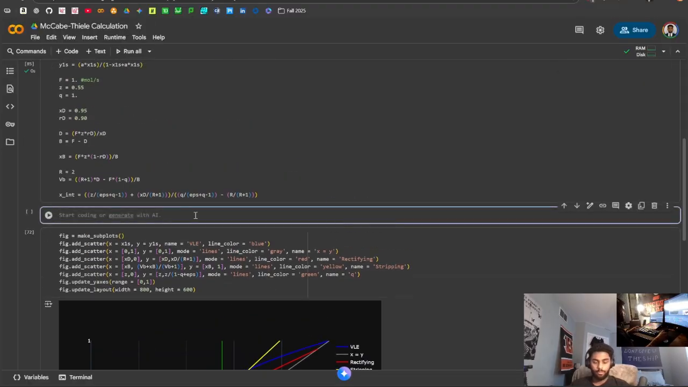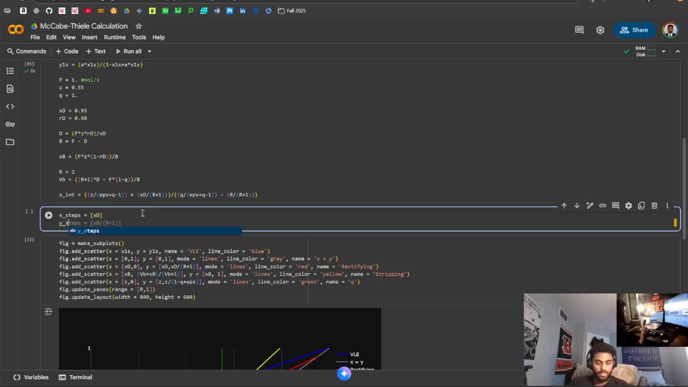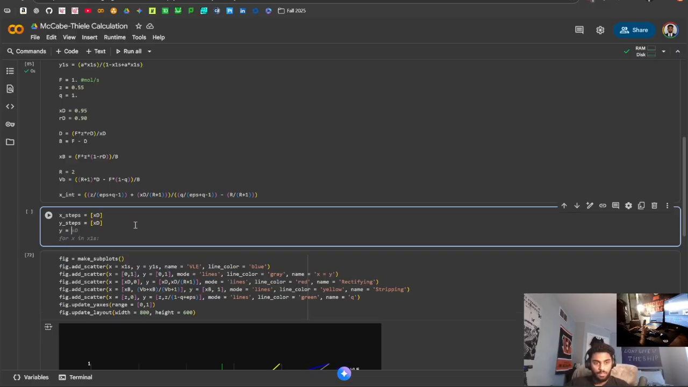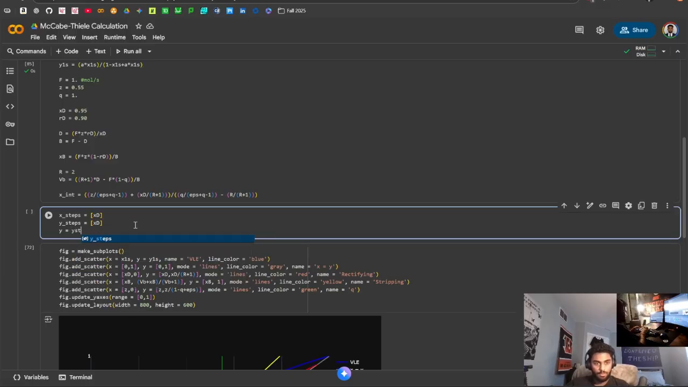Let me throw in another section here, and let me create some new lists. So I'm going to name this my x steps, and we'll initiate this array with our initial value, which is xd. Then we'll initiate our y steps array equal to xd as well, of course. Then what we need is an initial value of y. So I'm just going to have that be our initial value in our array.